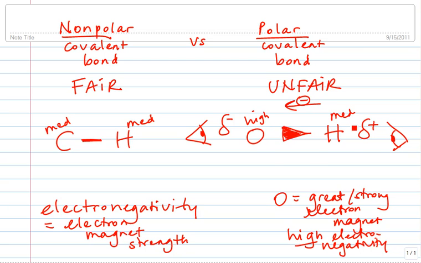So when you look at this and you see a difference, you see a side of the bond that is slightly negative and a side of the bond that is slightly positive, that should make you think of the Earth, the North Pole and the South Pole. In other words, there's a polarity, there's a difference. And so that's why we call this type of a bond a polar covalent bond.